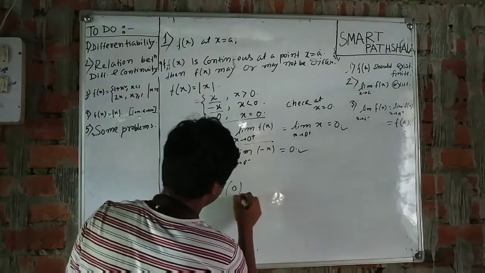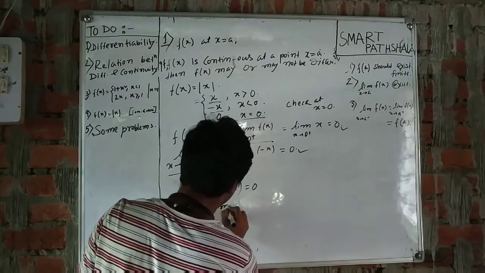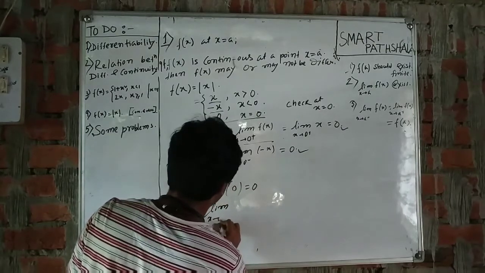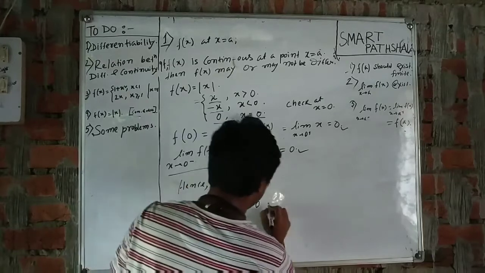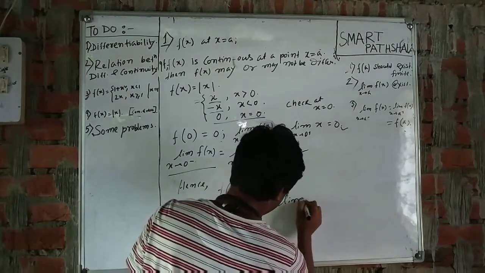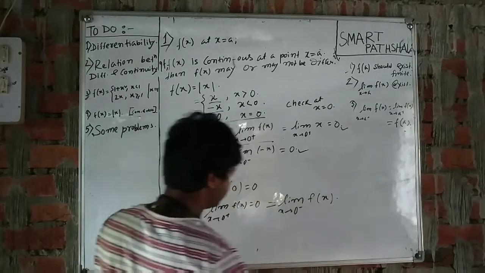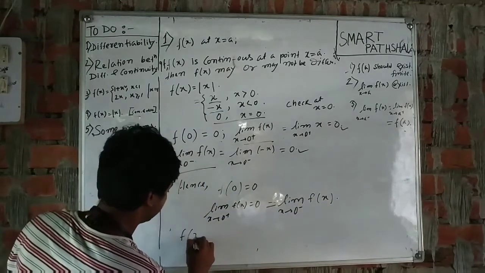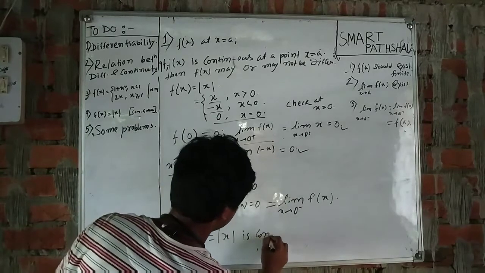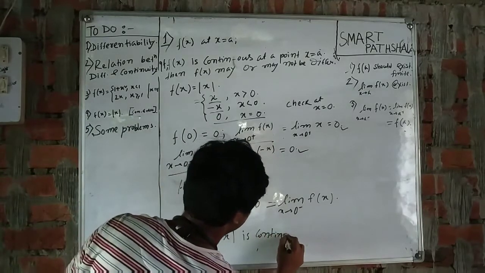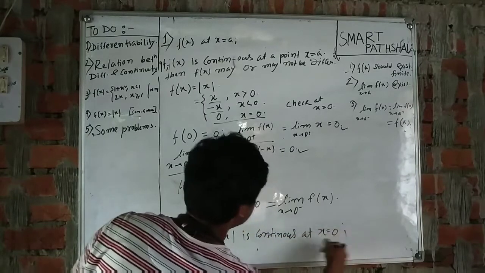So f of 0 is equal to 0, and the limit as x tends to 0 plus of f of x is also equal to 0, which is also the value of the left hand limit. Hence, this function f of x equal to mod x is continuous at x equal to 0.